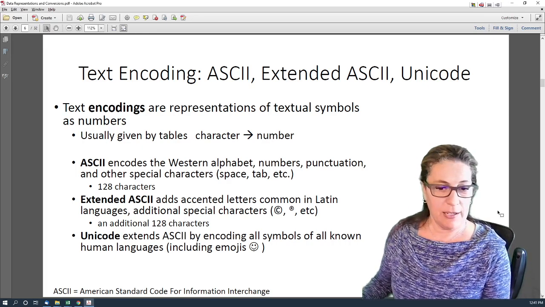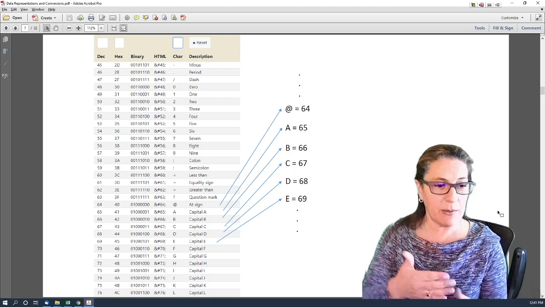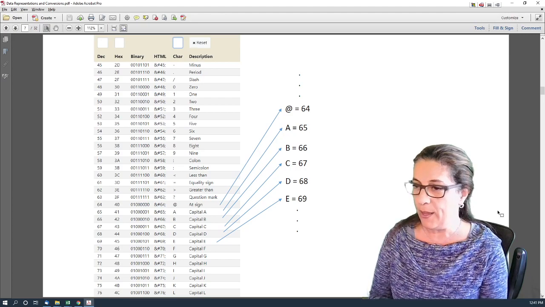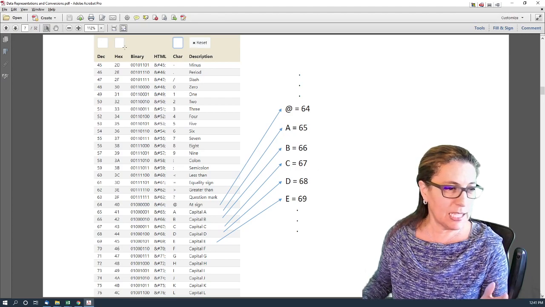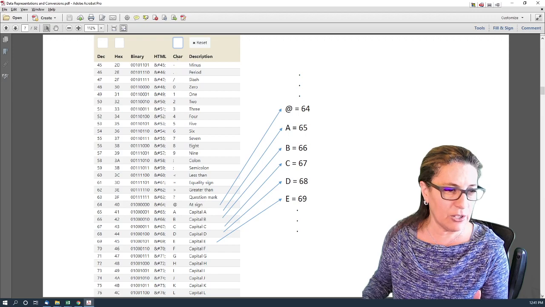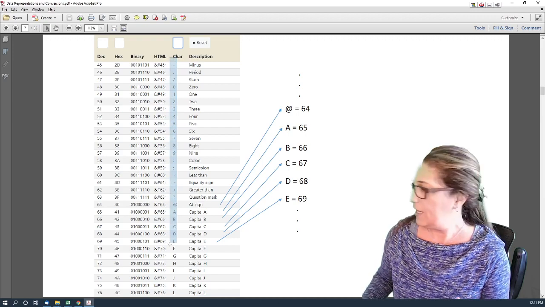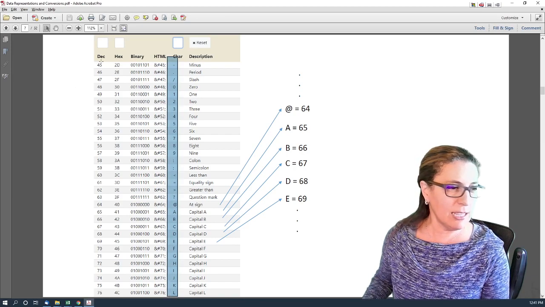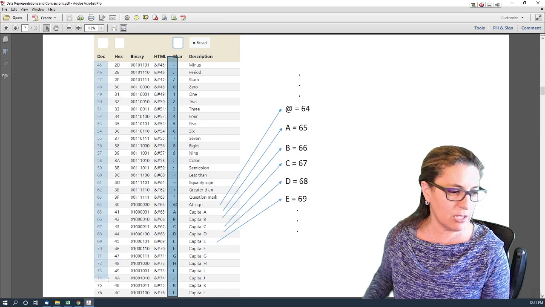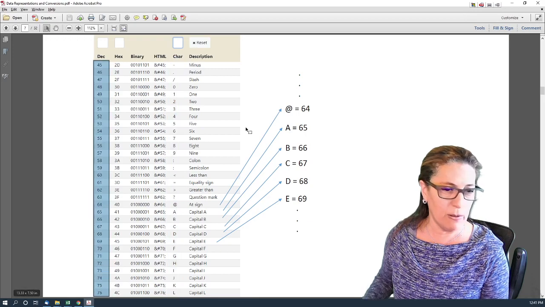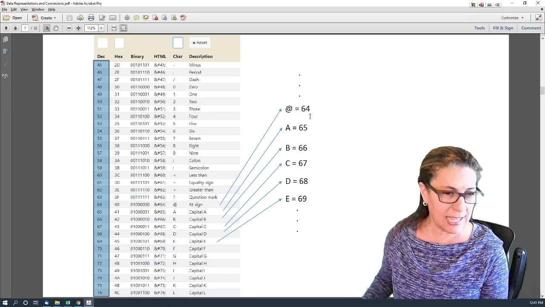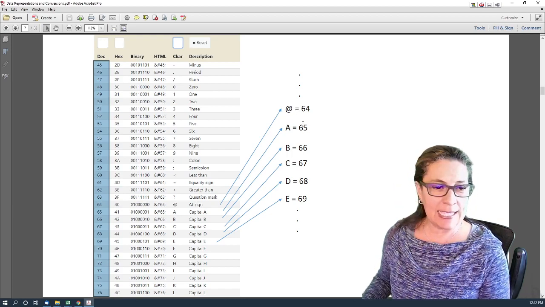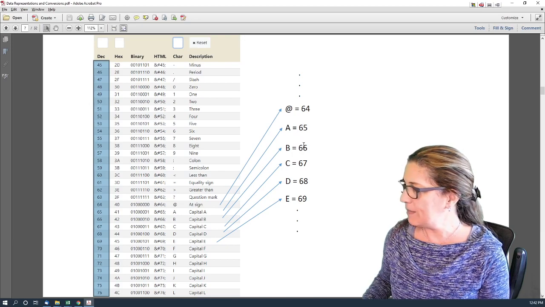Oops, let me go here. So here's a typical table that you can find out there on the web of how these encodings look. Basically, you have the character over here, and then this continues. And then you see here the numbers that are given to these characters, right? So for example, if you zoom in here, you see that the @ sign is number 64. The capital A is number 65. The capital B is number 66, etc.